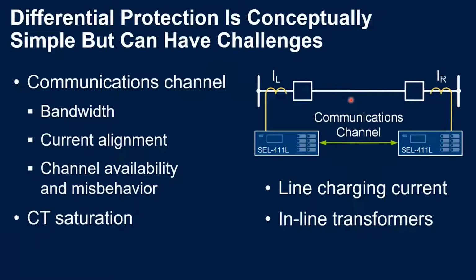And this information needs to be aligned in time because, as you can imagine, the communication channel brings a delay. The communication is not instantaneous, and both relays also have their own processing time. So we'll need to take care of the alignment of those currents. And also, now the protection scheme is subject to channel availability and misbehavior. This is something that, now that we have two relays and a communication channel, can affect the protection scheme.